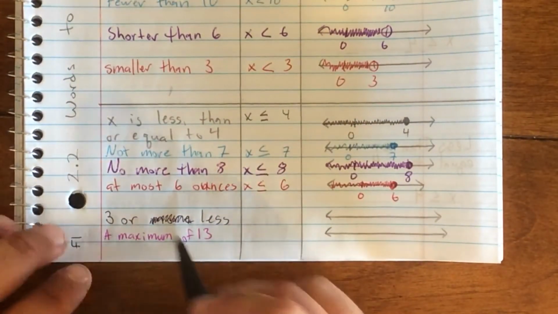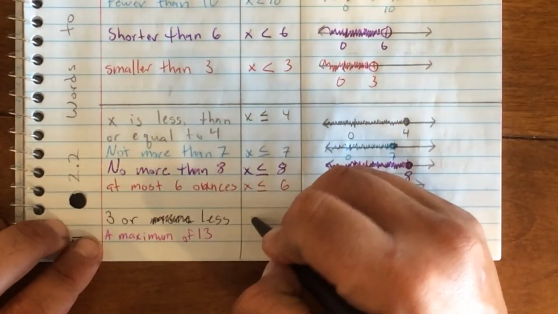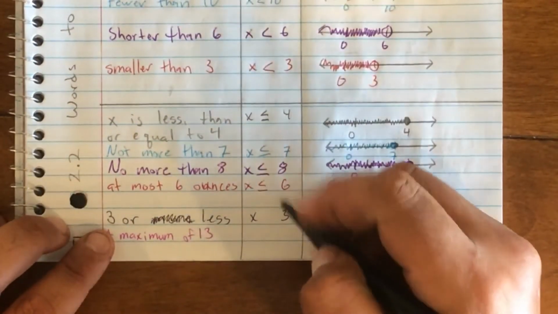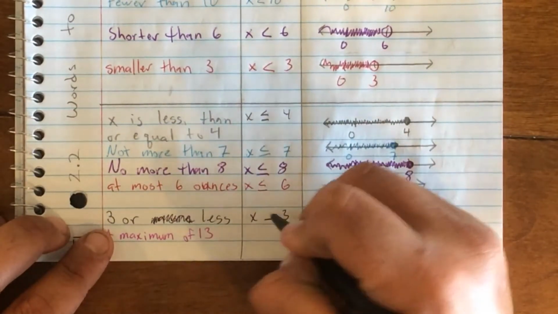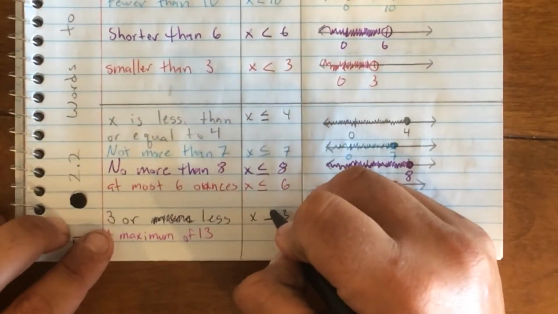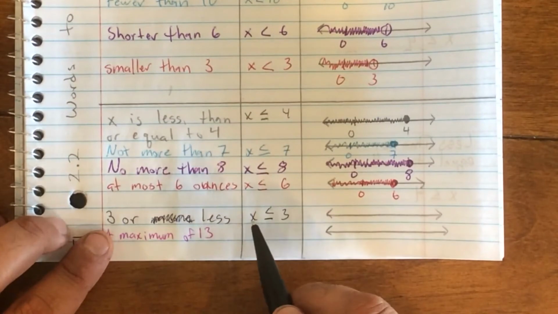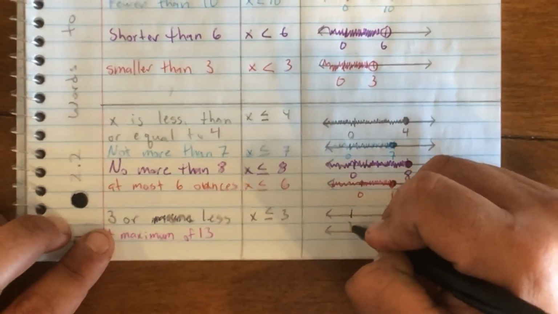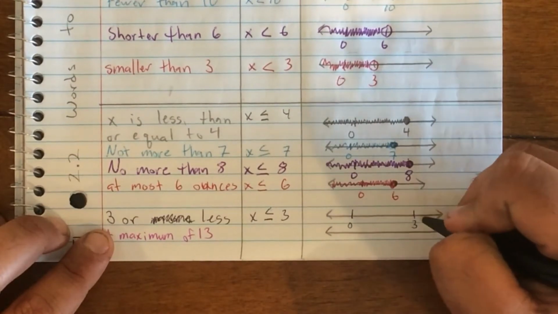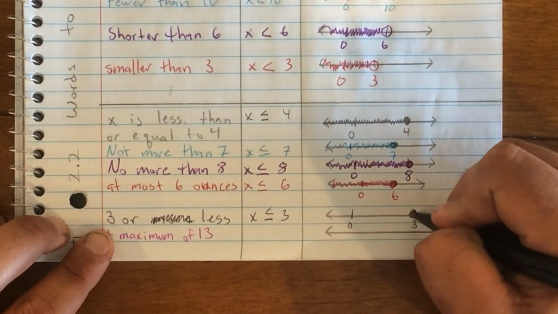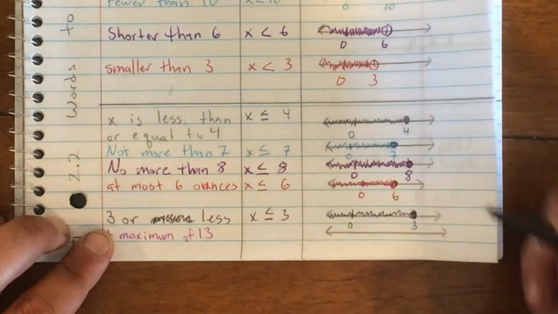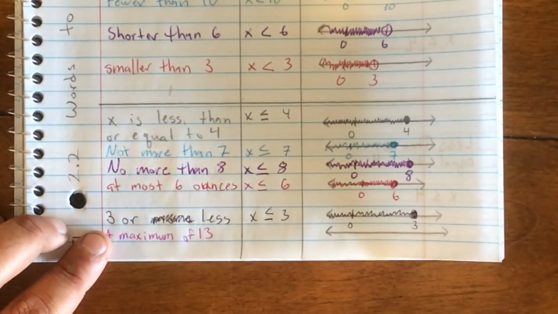So 3 or less would be our X and our 3. So it can be the maximum. So it can be 3. So it is going to be equal to, but it's going to be or less. So we're going to have less than because X is going to be 3 or less. Set that as 0. Set it as our 3. So again, we're going to shade it in because it can be 3. And then we're going to go all the way down to negative infinity. All the way that way.